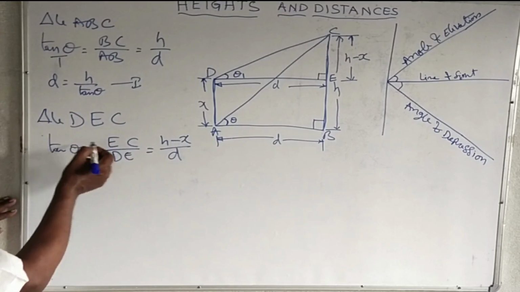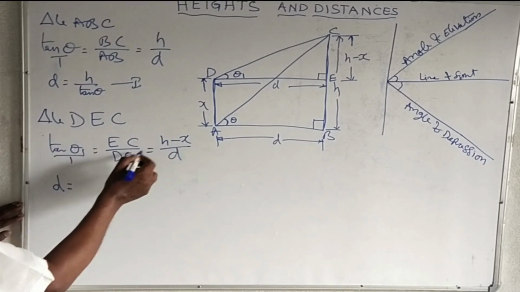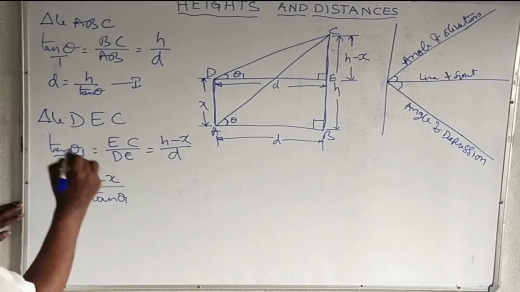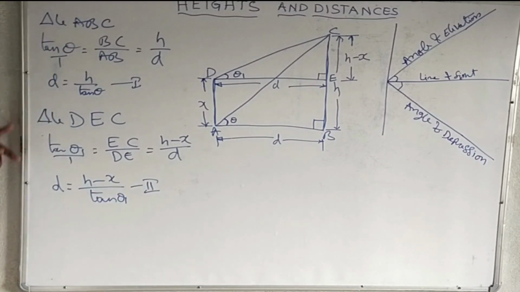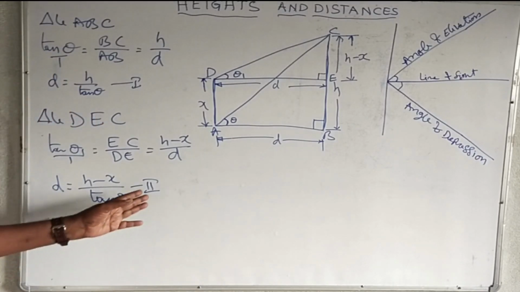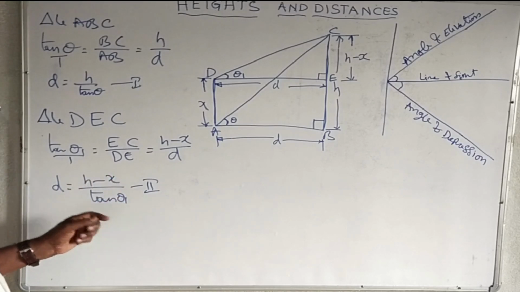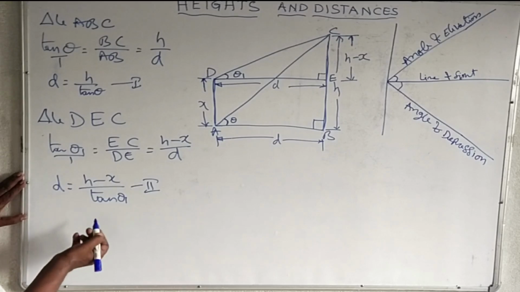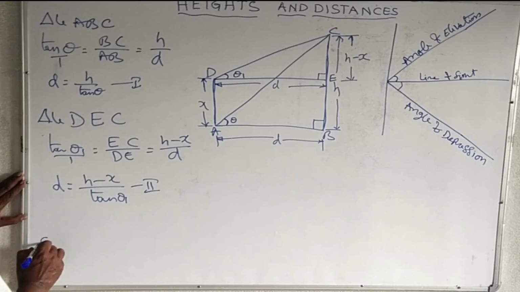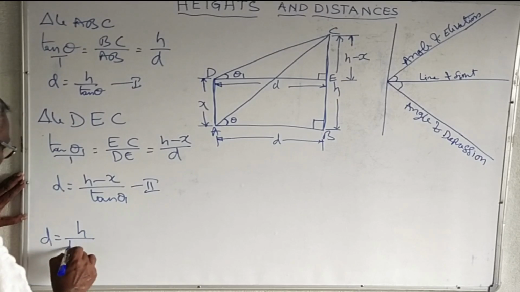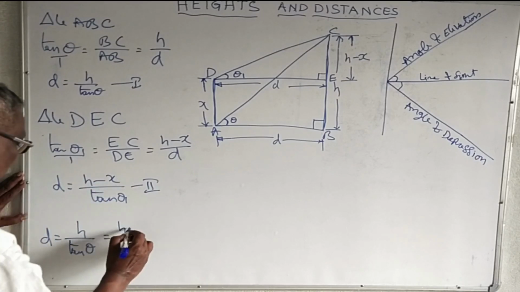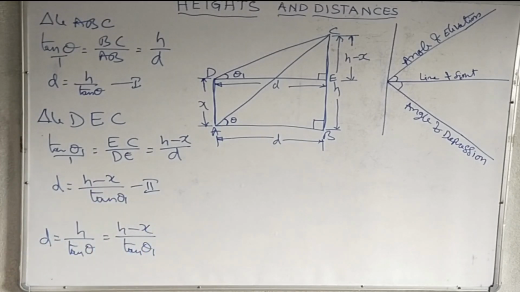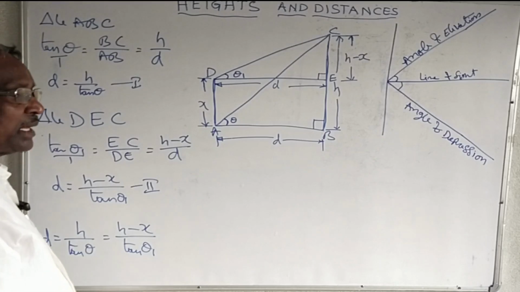Now you can cross multiply it. D is equal to H minus x by tan theta 1. Equation number 1 is D is equal to H by tan theta. Equation number 2, D is equal to H minus x by tan theta 1. Both are equated here. Equation number 1 is equal to equation number 2. So that means D is equal to H by tan theta, that is equal to H minus x by tan theta 1. So these are the few examples for angle of elevation.